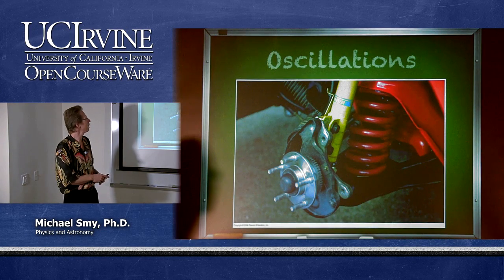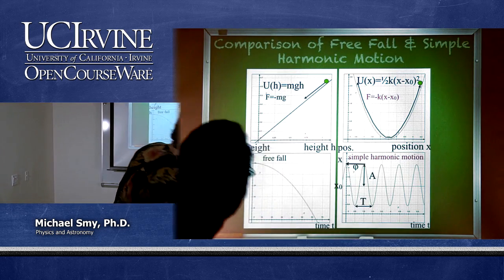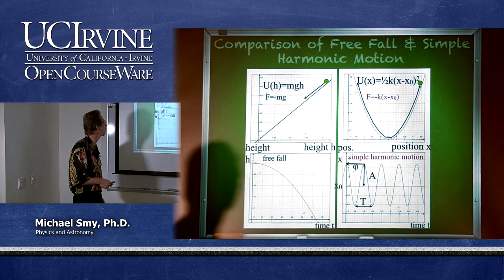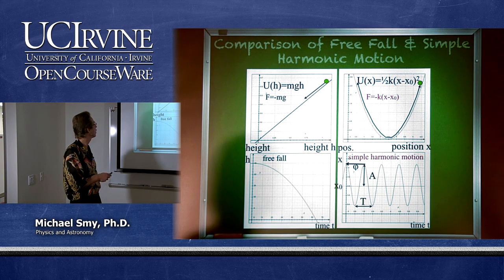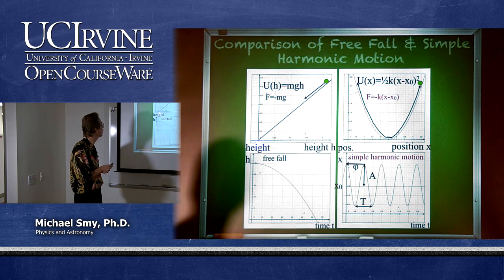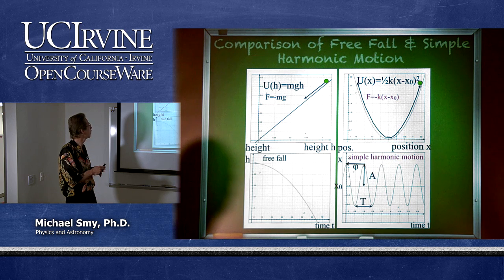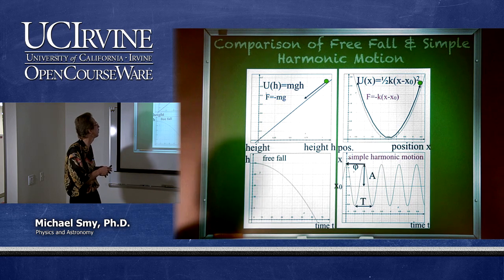So we will start our discussions with the phenomenon of oscillations or simple harmonic motion. And let me contrast simple harmonic motion with that of free fall under gravity. So if we have a free fall under gravity, there's a potential energy that increases linearly. This is potential energy with the height plotted on the horizontal axis, and the force is downward and constant. So the force is minus the mass times gravity.